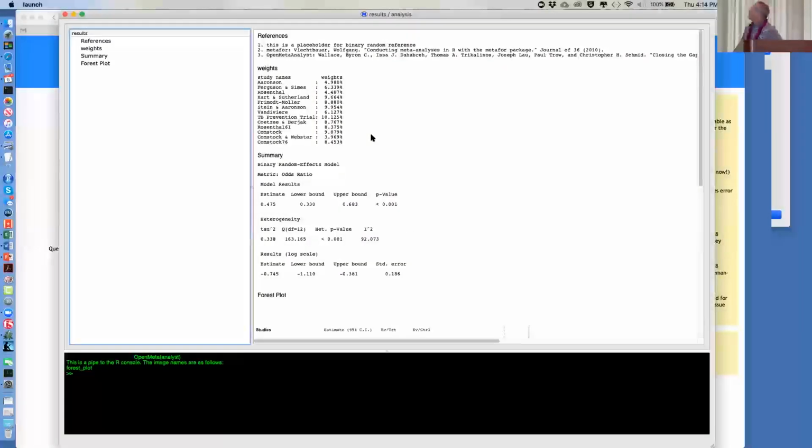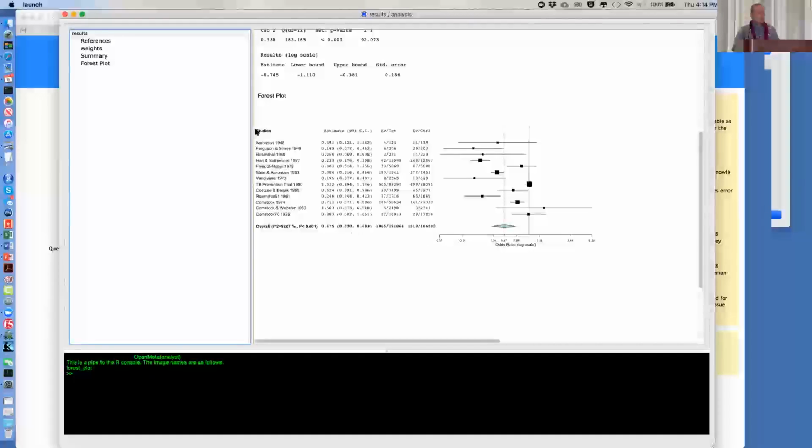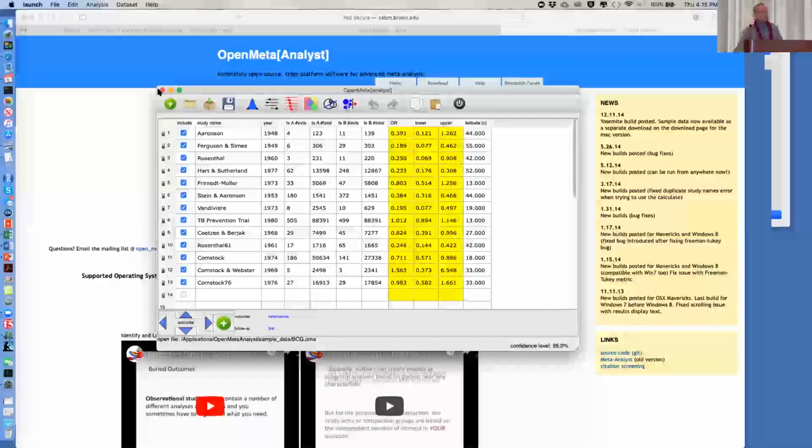Okay, so there we have an estimate of 0.475, confidence interval 0.33 to 0.68. That's what you just saw in R, because it's basically just mimicking the Metaphor package. It's just calling Metaphor, so you don't have to put in all the commands. You can just do it from a menu. And if you want the forest plot, here's the forest plot. You can also do a meta-regression with it. It just doesn't do as much stuff as we'd like it to do.